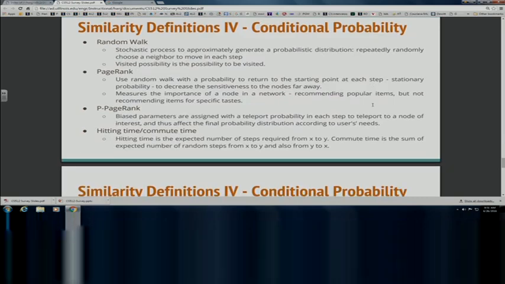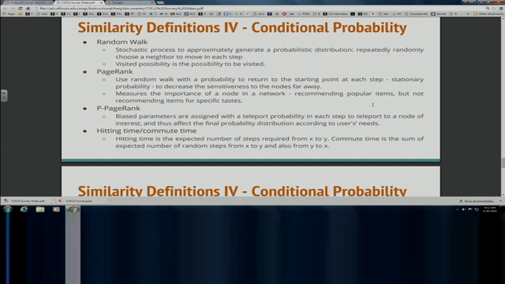There is one that is more customized to the users. That is personalized PageRank, that we also learned in this class. It uses biased parameters with a teleport probability, so that each step teleports to a node of its own interest, and thus affects the final probability distribution according to the user's needs. So this one teleports to other points according to the user's requirement, instead of simply teleporting back to the original nodes.